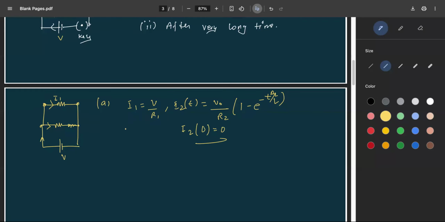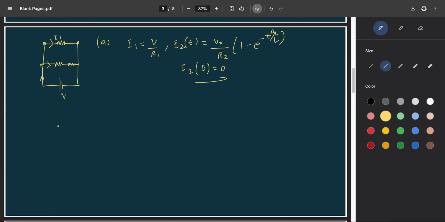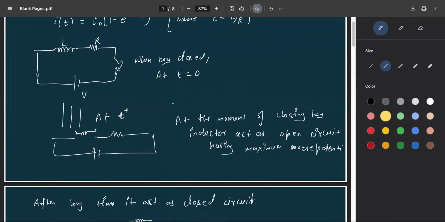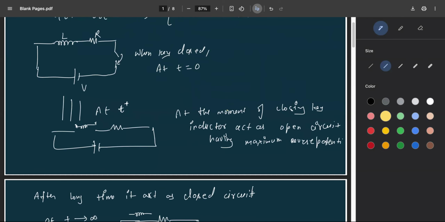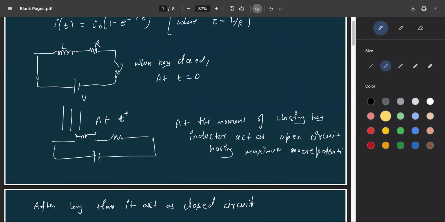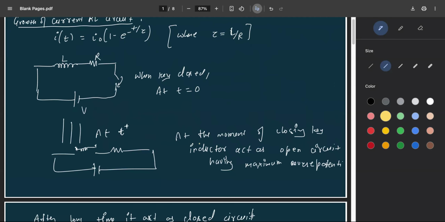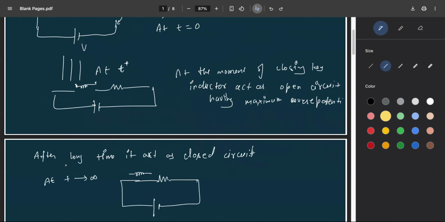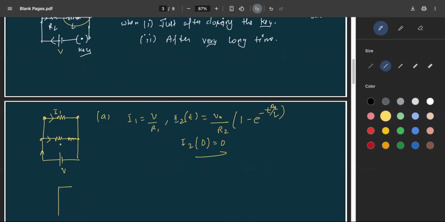Understood? So how will the circuit look when you just start? It will look like I have already told you. At the moment of closing the key of the inductor, at the very start, this looks like an open circuit, right? So here also the same. The moment you start, this is an open circuit.